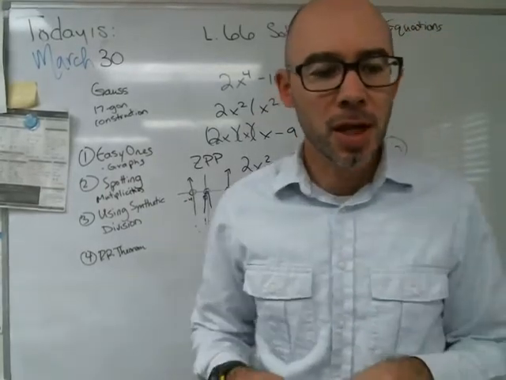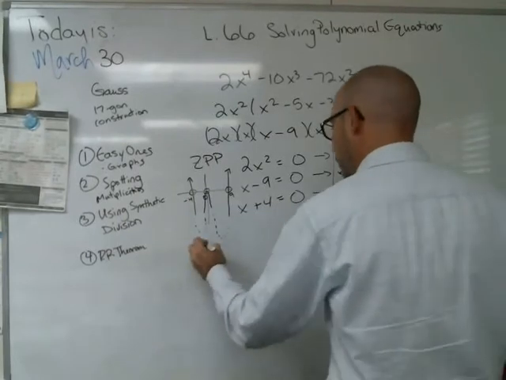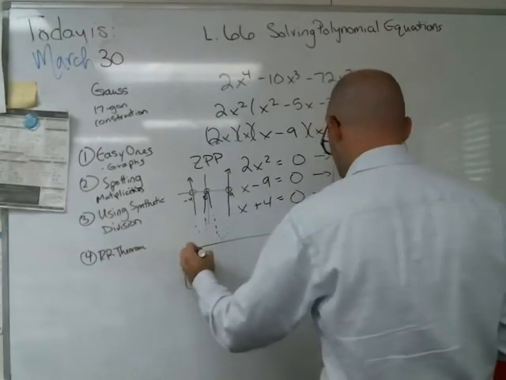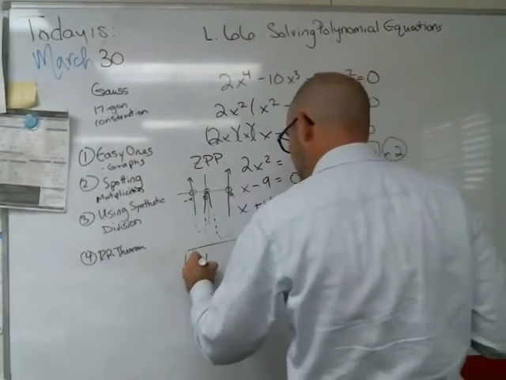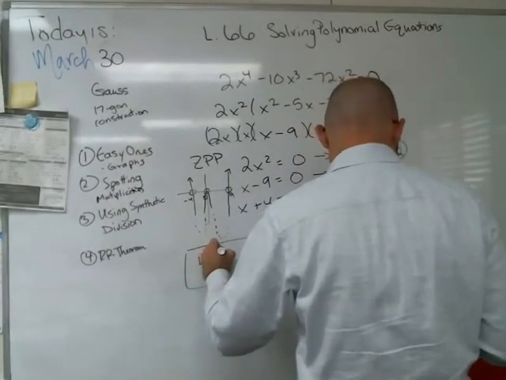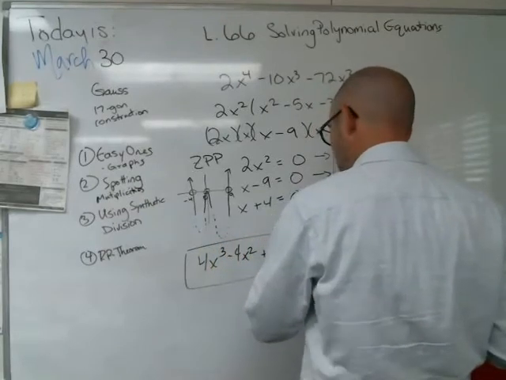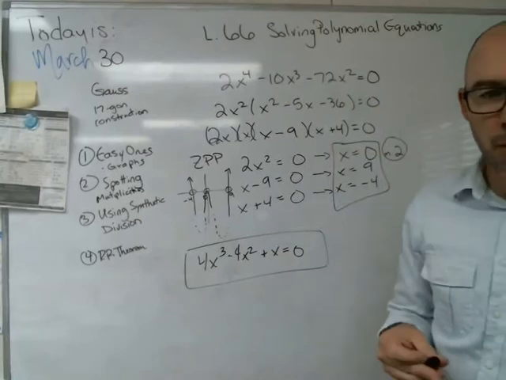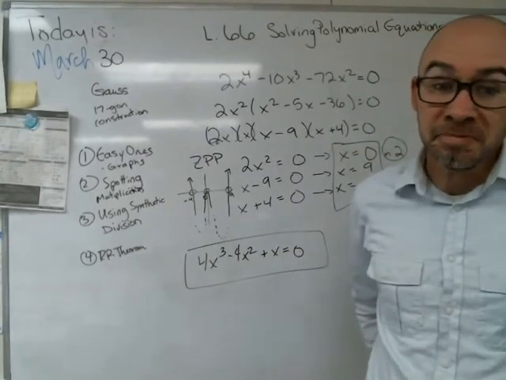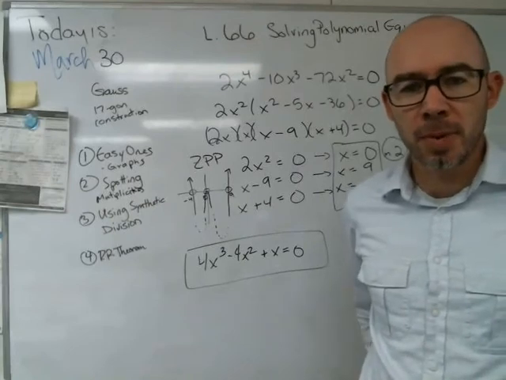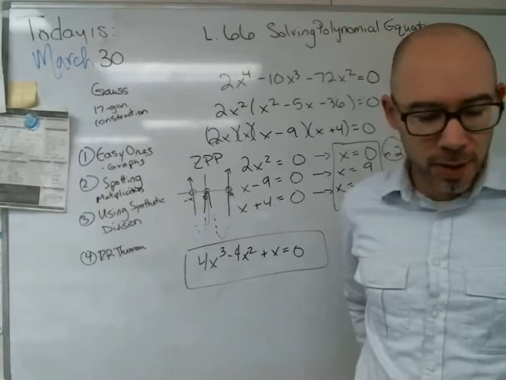So let me give you another one. I want you to do this on your calculator. I give you an equation here, polynomial. 4x cubed minus 4x squared plus x equals 0. So one thing I want you to think about is how many zeros should you be able to find, and then the plan of attack. Are you going to factor it? Are you going to graph it? Are you going to look for zeros that way?